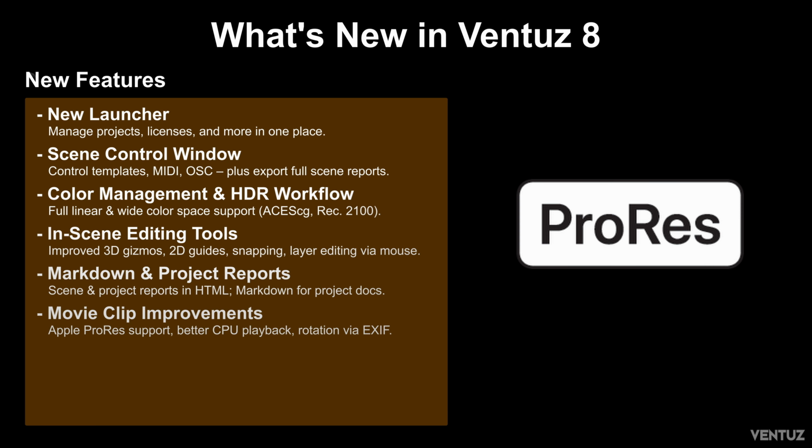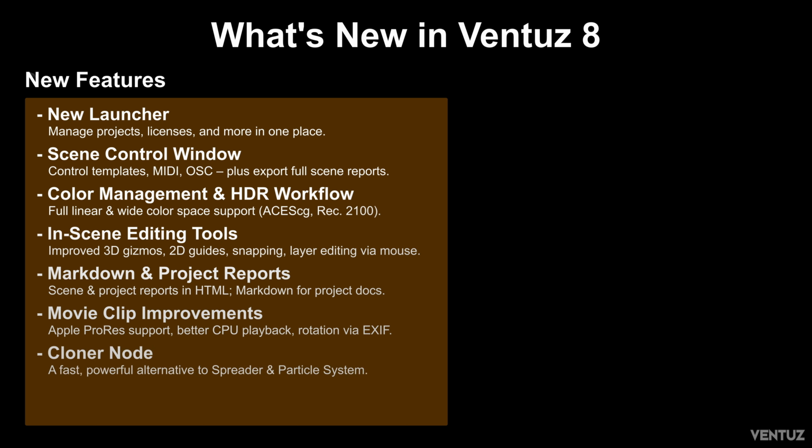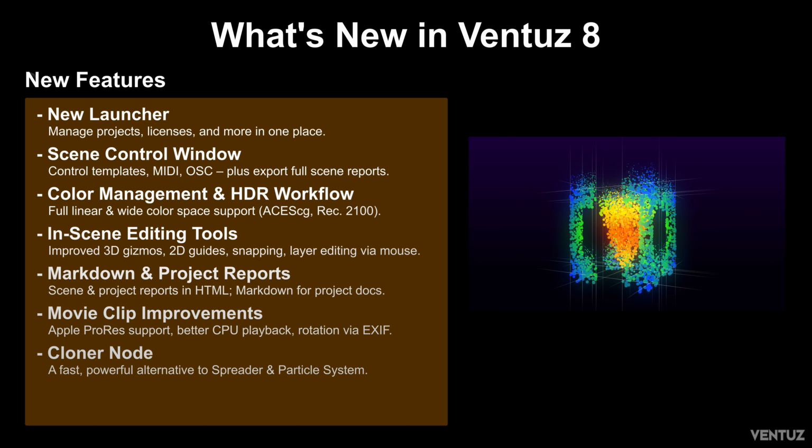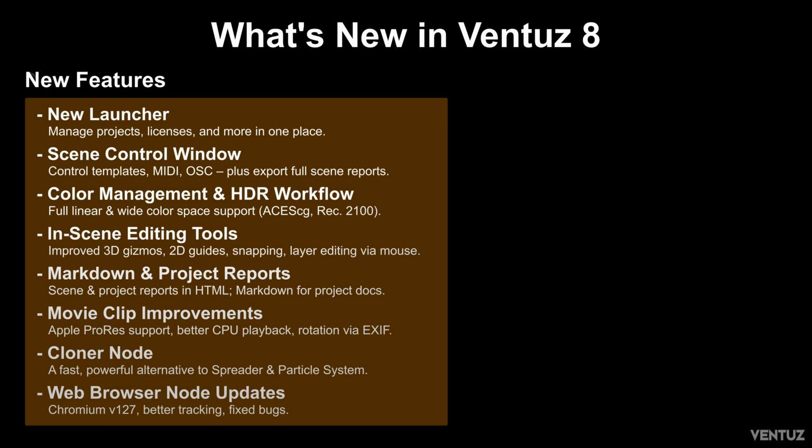They made some improvements to the movie clip node, which means they are supporting now the Apple ProRes. And they have a new node that's called the cloner node, which is a very powerful alternative to the old spreader node or even sometimes to the particle system. And they also made some updates to the web browser node, which is based now on Chromium version 1.2.7.